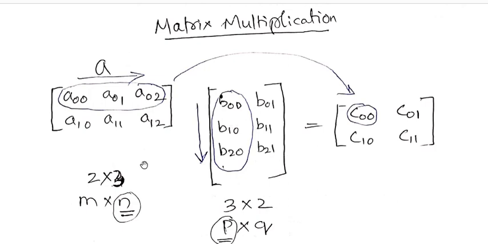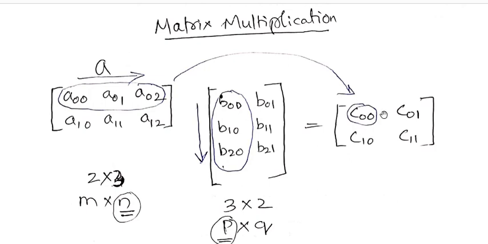Or we can say, if M into N is the order of matrix A and P into Q is the order of matrix B, and N is equal to P, that is, here you can see 3 is equal to 3, then only can we do the matrix multiplication. Otherwise we will say matrix multiplication is not possible. Let us assume N is equal to P. In this case, how do we find the multiplied matrix?